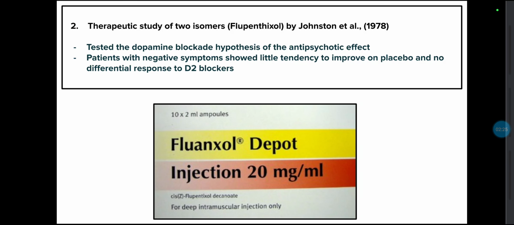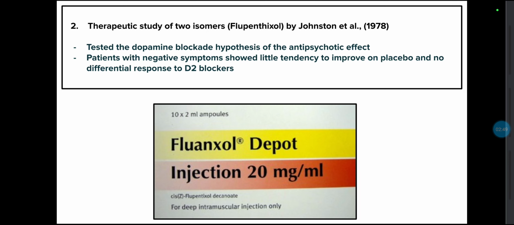The second study is the therapeutic study of 2 isomers by Johnston et al. The antipsychotic chosen was flupentixol. They took 2 isomers, the alpha isomer and the beta isomer. The beta isomer was 1000 times more potent as compared to the alpha isomer. They introduced this antipsychotic in institutionalized patients.